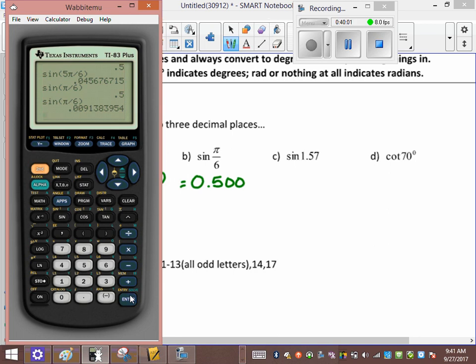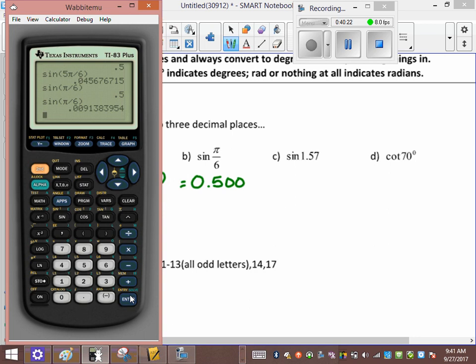Now, could you convert pi over 6 to 30 degrees and put sine 30 in? Absolutely. It's not going to change it. But whatever you're physically typing in, your mode needs to match. Okay? So if you convert the radian to degrees and then put it in, all the power to you. Then have it in degree mode. Okay?